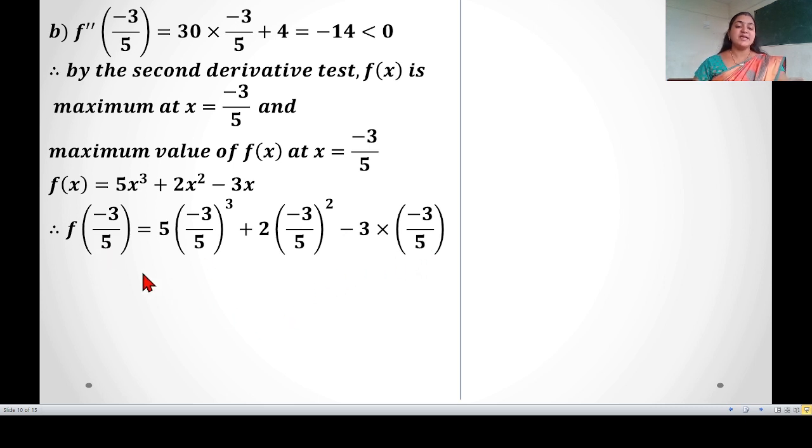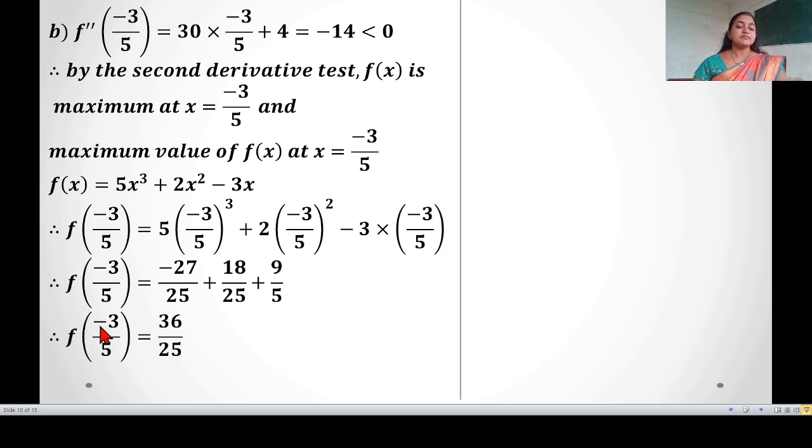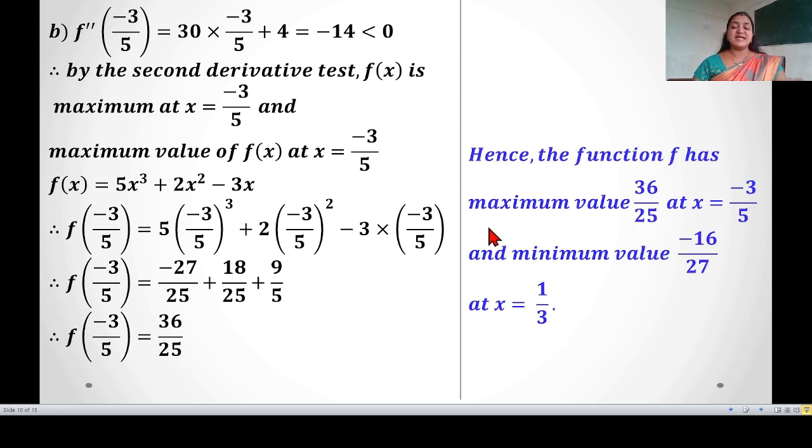Now simplify this, we get here minus 27 upon 25 plus 18 upon 25 plus 9 upon 5. Now again simplify this, we get here f of minus 3 by 5 is equal to 36 upon 25. Hence, the function f has maximum value 36 upon 25 at x is equal to minus 3 by 5 and minimum value minus 16 upon 27 at x is equal to 1 by 3. So this is our final answer.